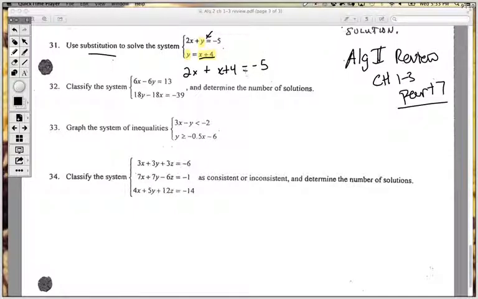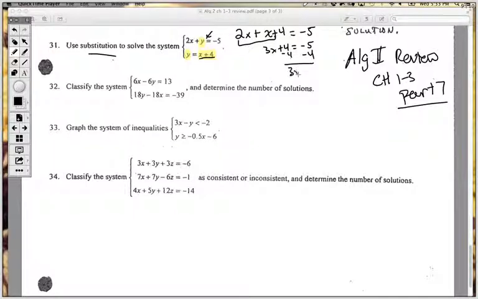So that's kind of the setup. Let's take it a little bit further. In fact, let's rewrite that a little bit higher so we got some more space to work it out. So we'd have 2x plus x plus 4 equals negative 5. If I start combining these, that gives me 3x plus 4 equals negative 5. I could subtract 4. That would give me 3x equals negative 9. If I divide by 3, I get x equals negative 3.